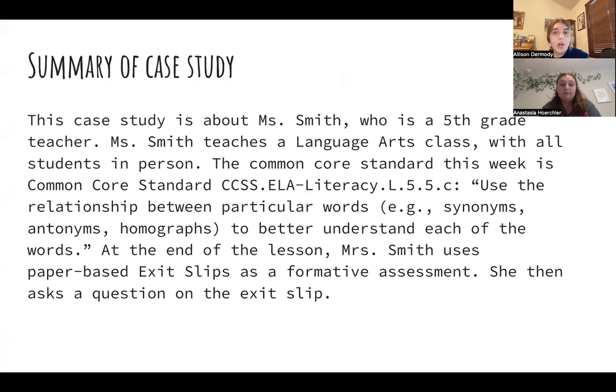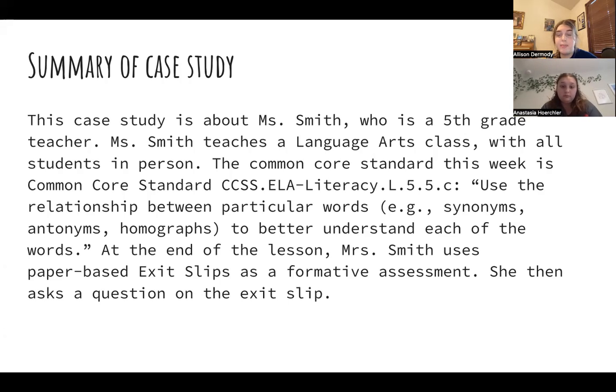First, we're going to start off with the summary of this case study. This case study is about Miss Smith, who is a 5th grade teacher. Miss Smith teaches a language arts class with all her students in person. The Common Core standard for this week is CCSS.ELA-Literacy.L.5.5.C: Use the relationship between particular words, for example synonyms and antonyms, to better understand each of the words.